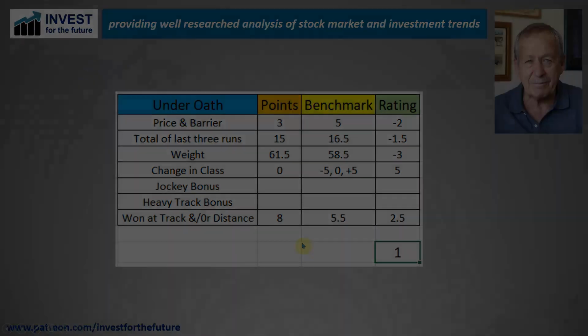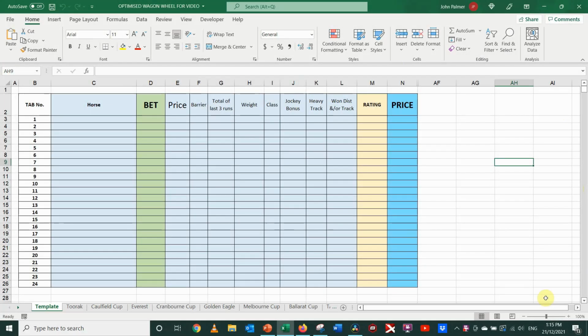Well, you're now looking at the wagon wheel spreadsheet, and in the light blue cells is where you will enter all of the data. So the horses' names, and then all the data: price, barrier, total of last 3 runs, and so on, all the way down to the points for having won on the track or the distance.